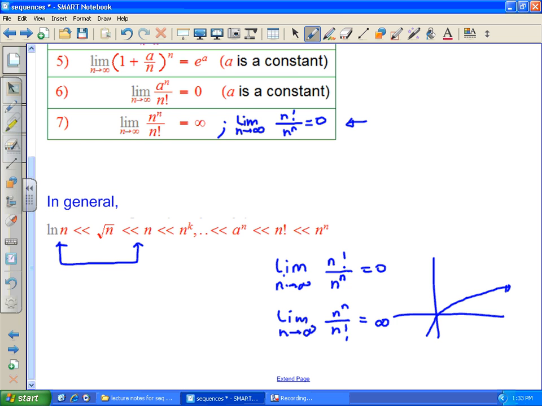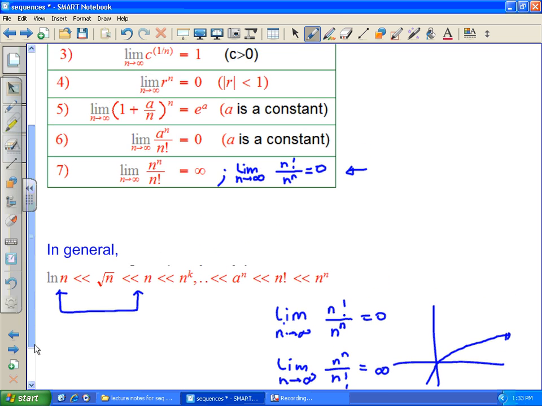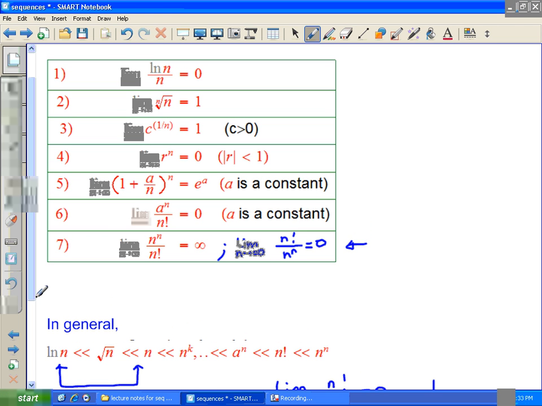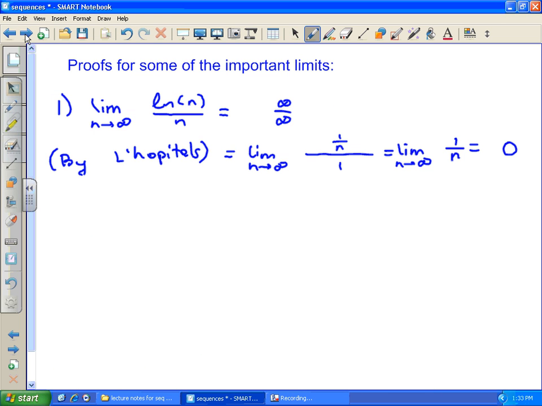Okay, let's go back and prove another case. I'm going to prove number 2, because then number 3 will be a special case of that, basically. So let's go and prove number 2. Show that the limit of the nth root of n is equal to 1.